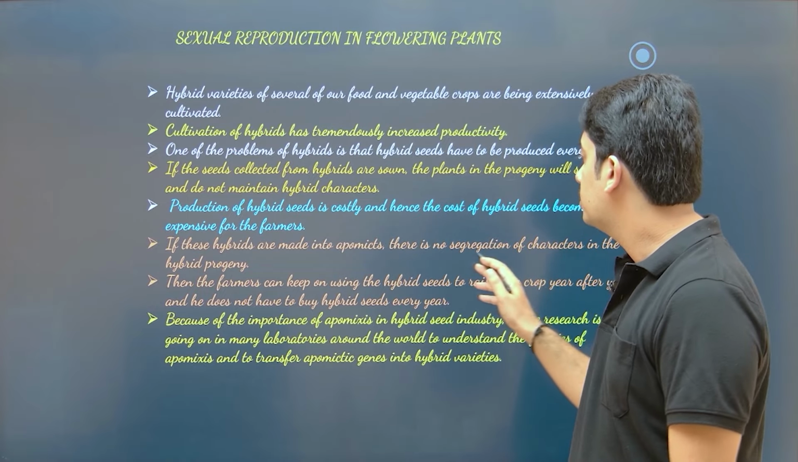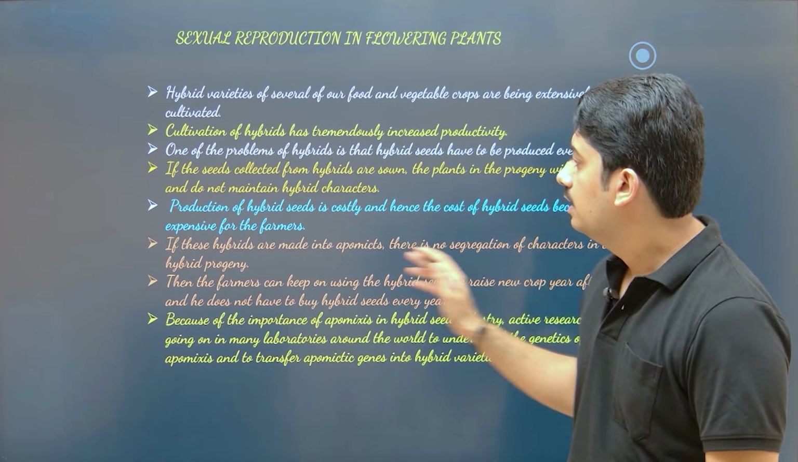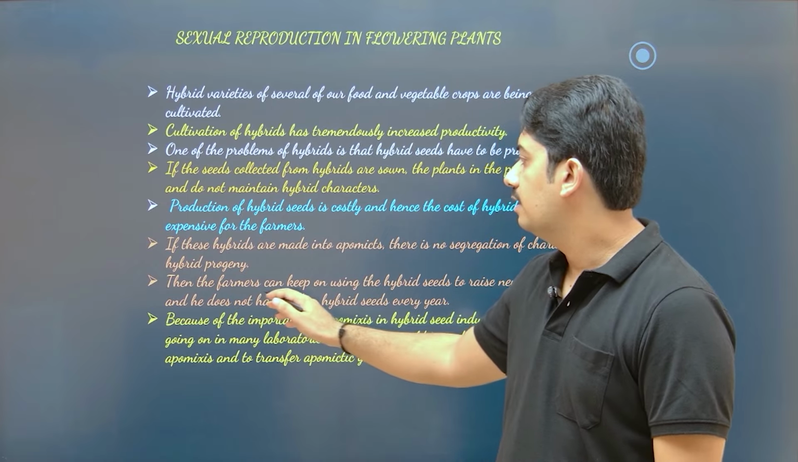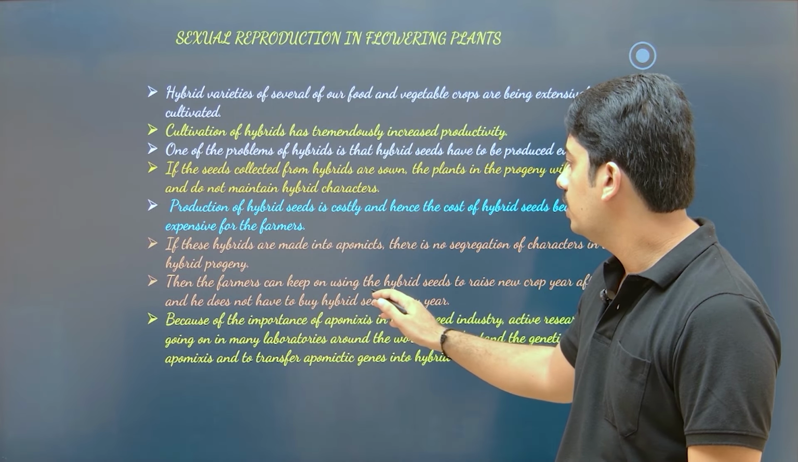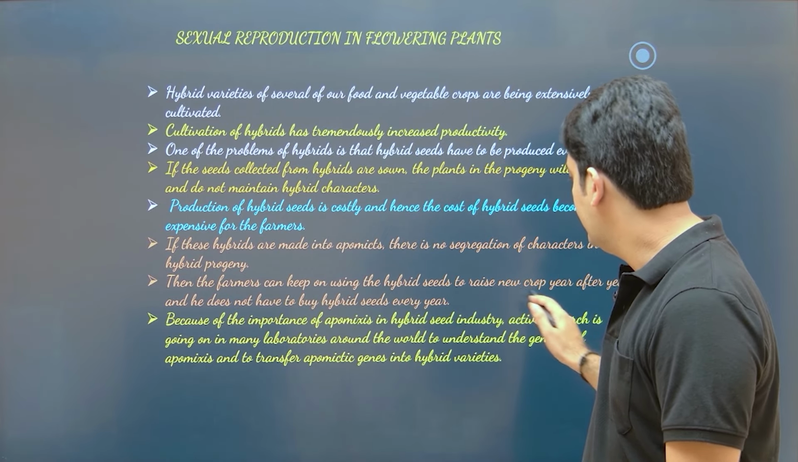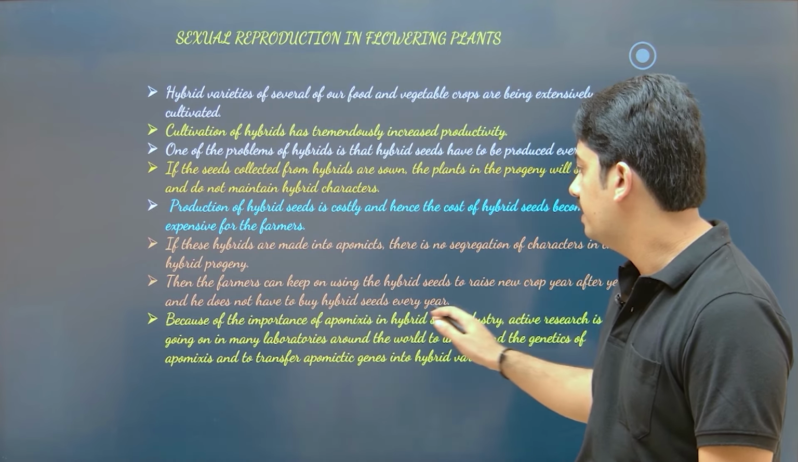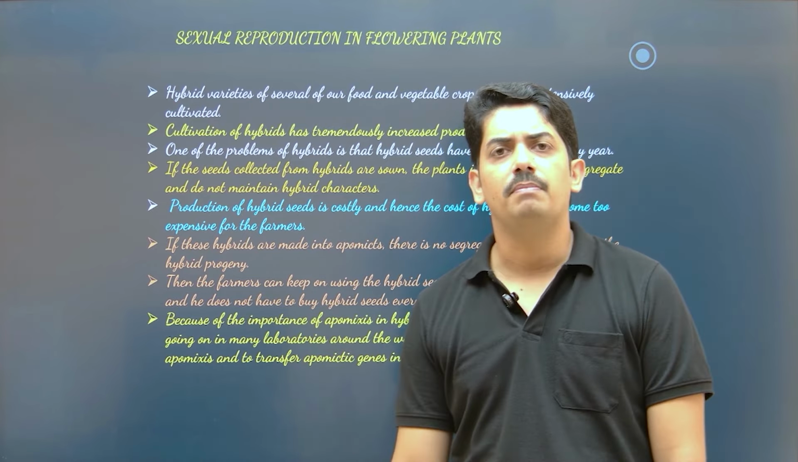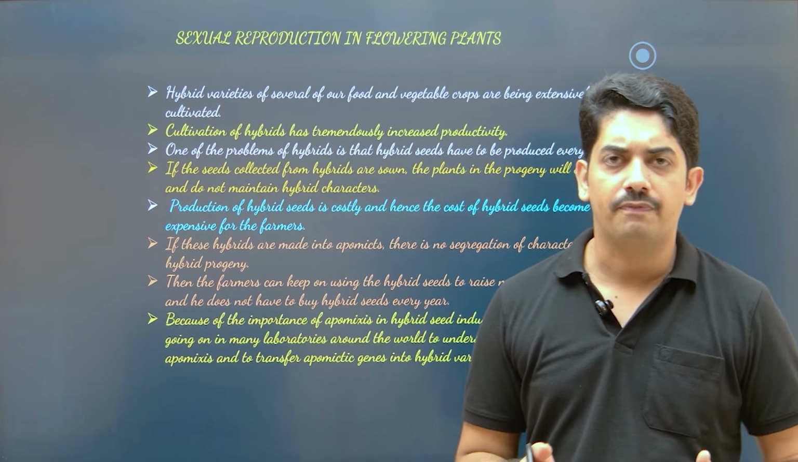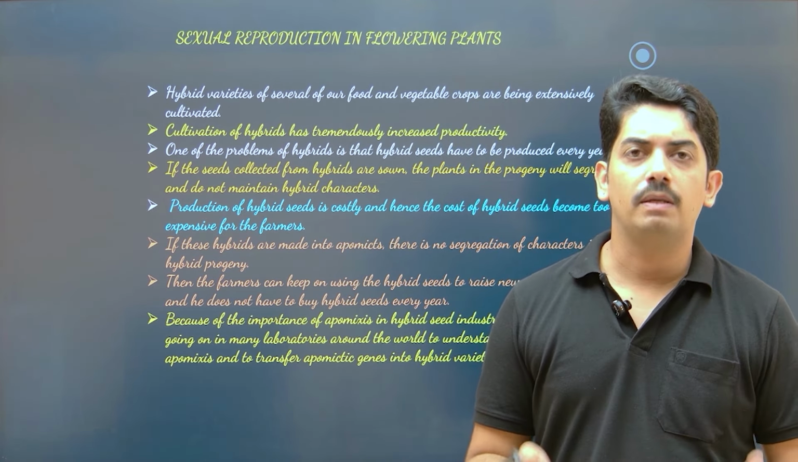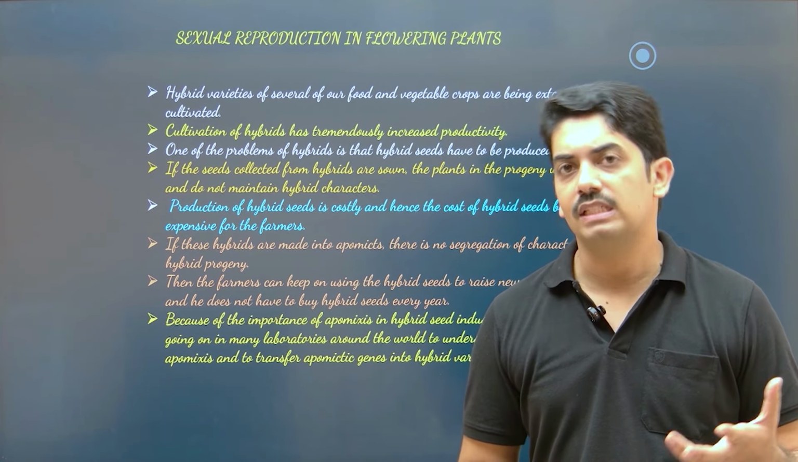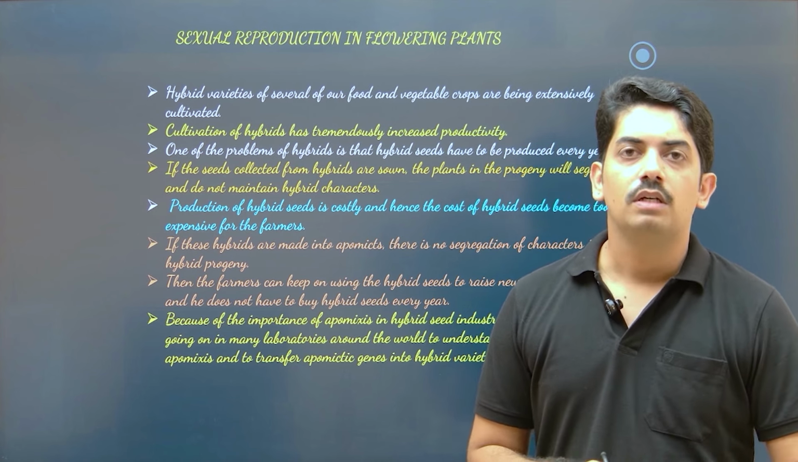apomictic, there is no segregation of character in the hybrid progeny, then the farmers can keep on using the hybrid seeds to raise the crops year after year, and they do not have to buy hybrid seeds every year. So this will be a great advantage for the farmers. No need to depend on hybrid seeds. They can use the seeds produced in their own crop field.